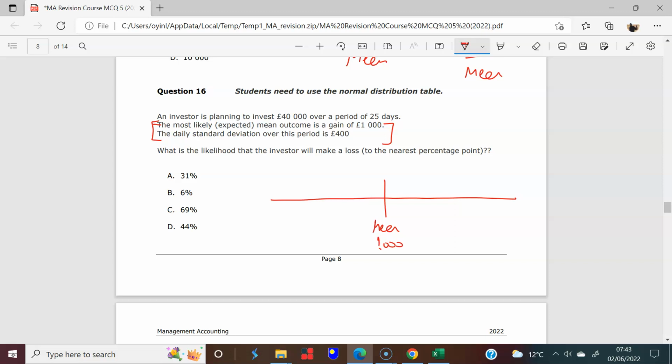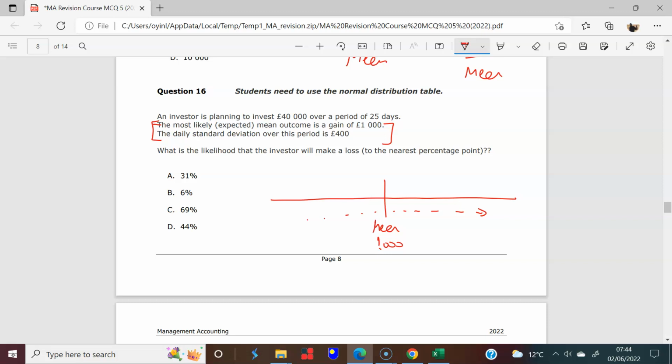And we've been talking a lot about mean and standard deviation. Standard deviation is what are the possibilities. So standard deviation just simply means I get more than £1,000, which would be this direction, right? For example, or I could get less than £1,000. The question here is, can I measure that? So it says here that the daily standard deviation over this period is telling you that this £1,000 that you could have could go up or down by, on a daily rate, £400. That's the first thing to understand.